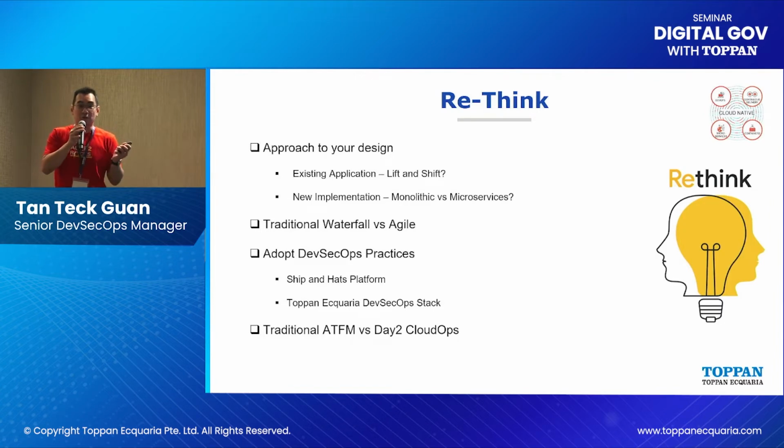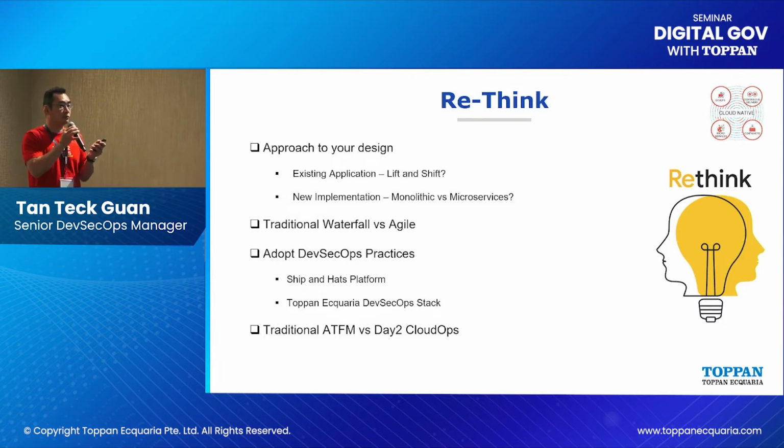Maybe you rethink your approach to your design. For an existing application that you're going to move to the cloud, are you going to do a lift and shift, keeping your existing monolithic infrastructure? For a new implementation, are you going to do a monolithic, or are you going to break down your apps into microservices and roll out the microservices?